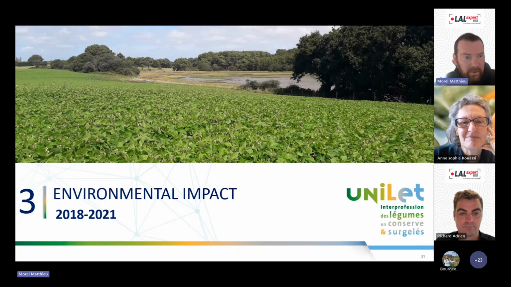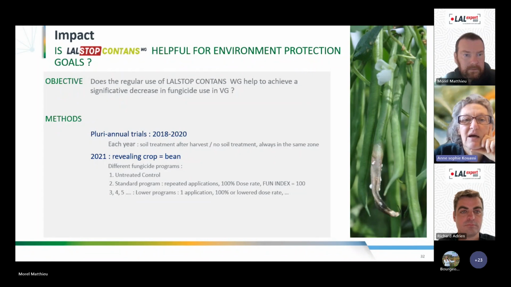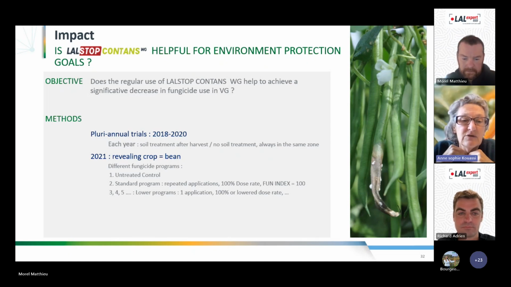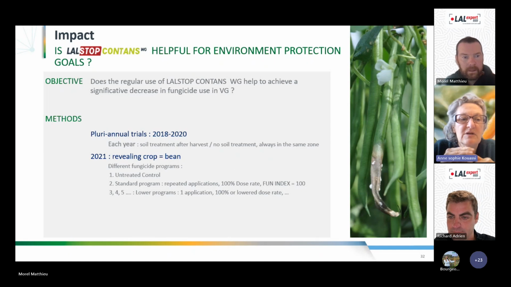Okay. Now it's about the environmental impact. Yes, the last question was: is Contans helpful for environment protection goals? And we compared, in multi-year trials between 2018 and 2020, soil treatments regularly applied after harvest with no soil treatment, always in the same zone of the plots. And in 2021 we grew bean as a revealing crop.